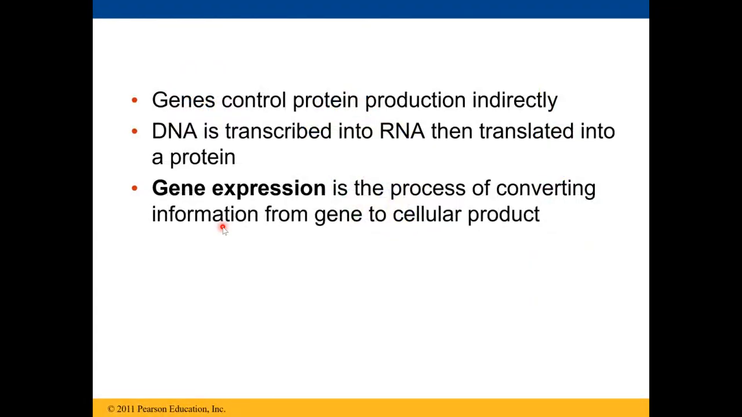Genes control protein production indirectly. DNA stores the genetic material, but it stays in the nucleus, especially of eukaryotes, of course. And so all the material we need to build a protein, the raw materials, the amino acids, the ribosomes, which is the part of the cell where the proteins are made, the ATP molecules for energy, all that stuff is out in the cytoplasm of the cell, not inside the nucleus.